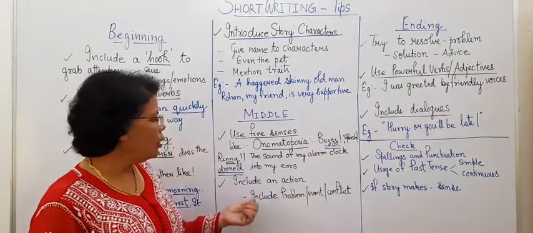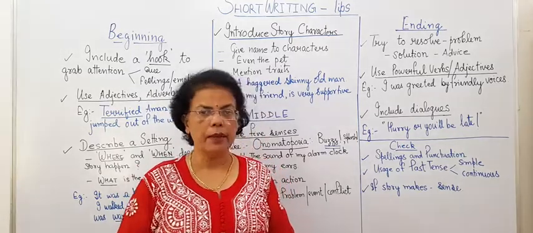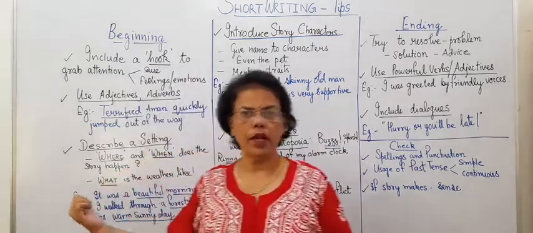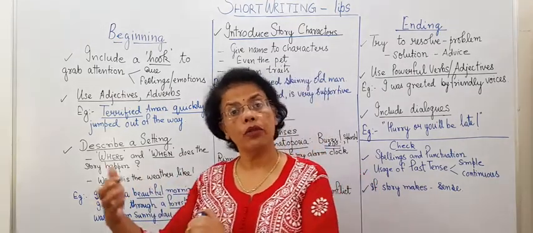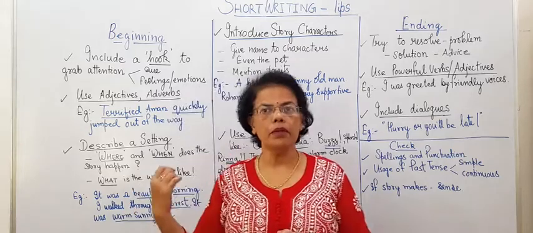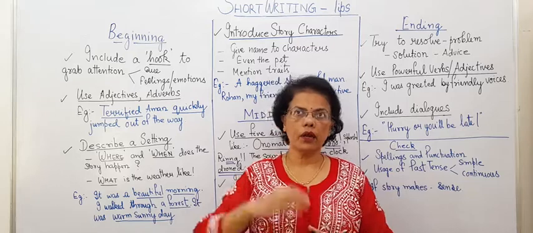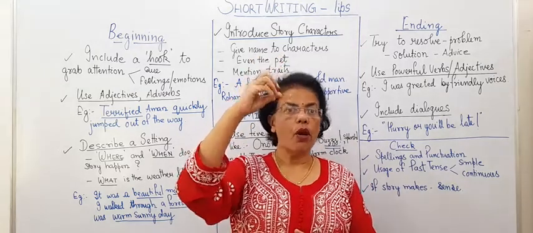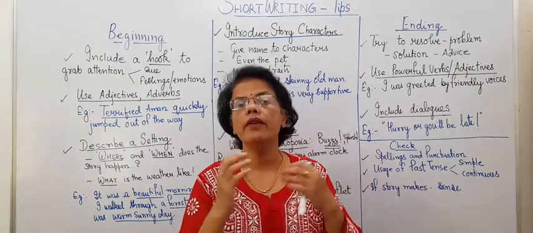Now include an action. Just say, for example, I have given here one example: terrified Aman jumped quickly out of the way. So that is an action. There might be a problem, that is why he was terrified. So all these things, according to the given clue, you can introduce, which will make your story very interesting.